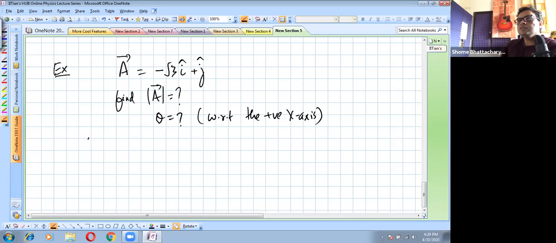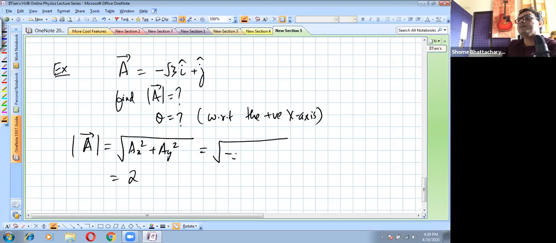Okay, so here you can see magnitude of the vector should be given by this formula, root of x component square plus y component square. So that you can see when you substitute it's 2. But just to be precise, it is actually minus root 3 but whole square. So it becomes 3 only plus 1 whole square. So it becomes, okay, so that's how it becomes 2.